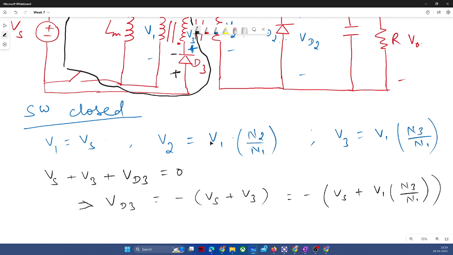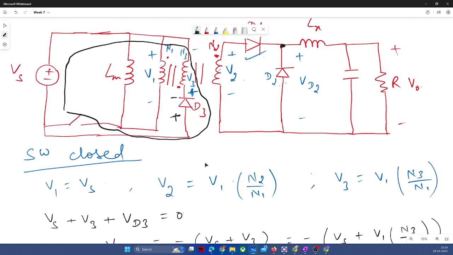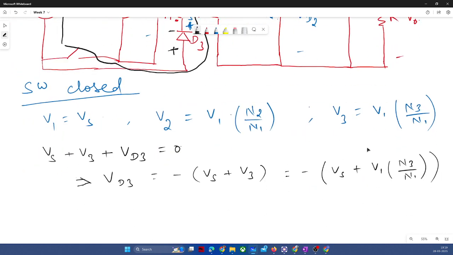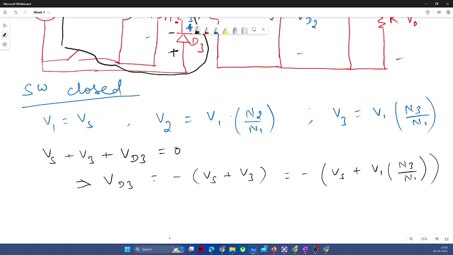So when V1 is Vs and the typical value of N3 by N1 is nothing but 1. So the number of turns generally we keep as N3 by N1 equal to 1, so that we do not need a higher voltage blocking capability of the switch. Let me write: V1 is equal to Vs, so Vs, and N3 by N1 is 1. As you increase this turns ratio, the voltage blocking capability of the diode will increase, and you will be required to put a higher rated diode.